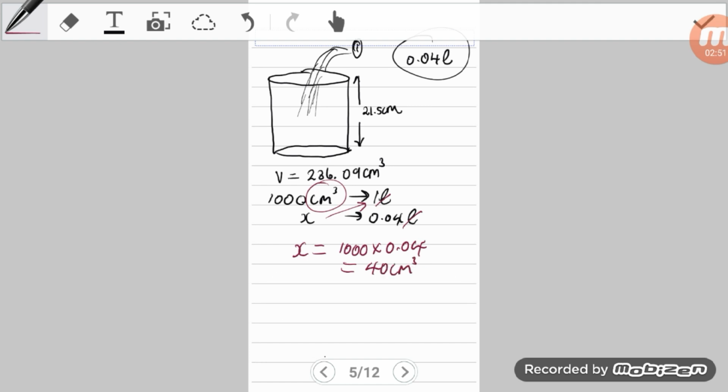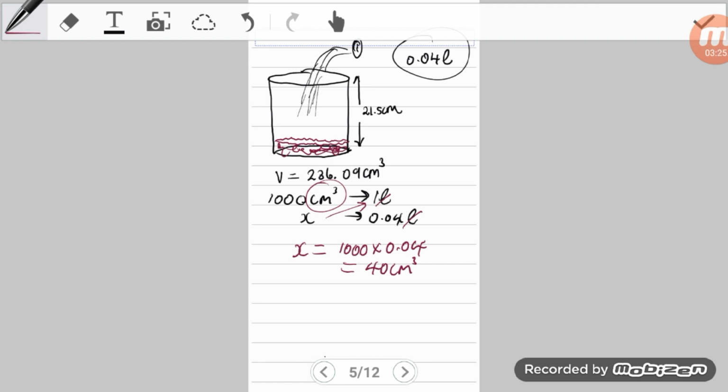So 40 centimeter cube of liquid was poured into a cylindrical container that can hold 236.09. Logically that would mean the tank is not going to be that full. It's just going to be a little bit of water in the tank, maybe just about here. Because it can hold 236 and you are only pouring 40 into it, there's not going to be a lot of water in the cylindrical container.